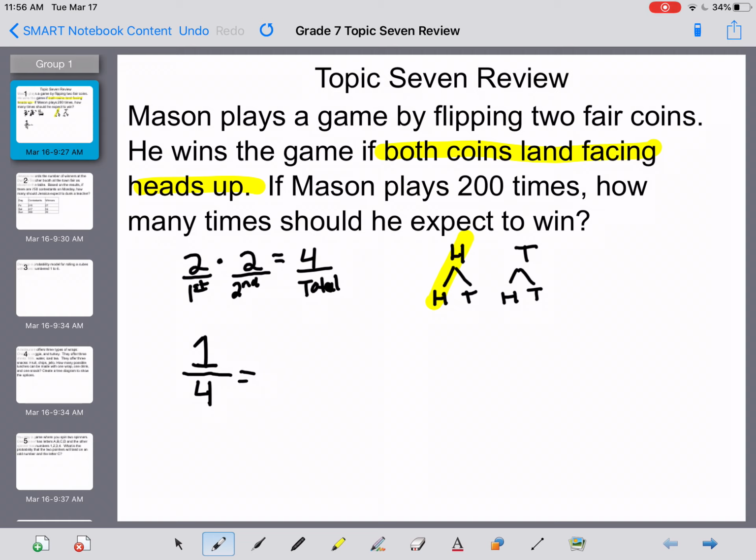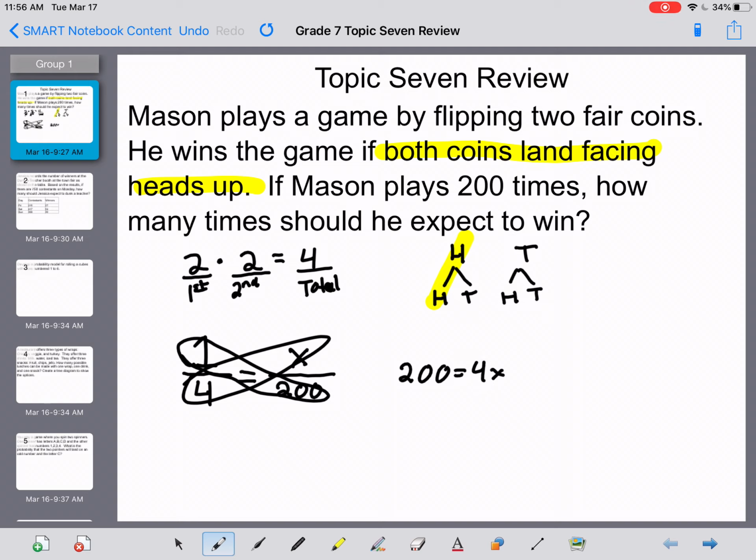But now Mason plays 200 times. So I'm going to create a proportion, x over 200. And I'm just going to cross multiply and solve. 1 times 200 gives me 200. 4 times x is equal to 4x. I can divide both sides by 4. 200 divided by 4 is equal to 50. So we have 50 equals x. So that means that Mason can expect to win 50 times.